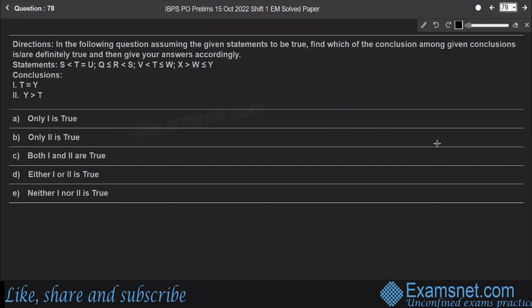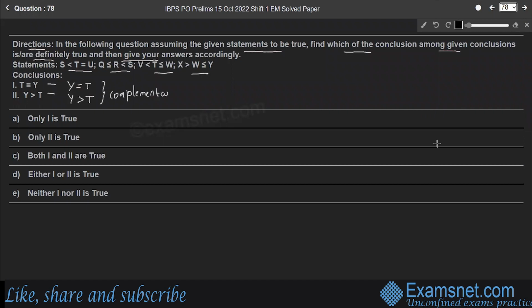Question 78. Here direction is, in the following question, assuming the given statements to be true, find which of the conclusion among the given conclusions is or are definitely true and then give your answers accordingly. Here the given statement has 4 different parts. Right? So we'll consider one by one. Before that, look at the conclusions. Here t is equal to y or y is equal to t and y is greater than t. These two are complementary conclusions.